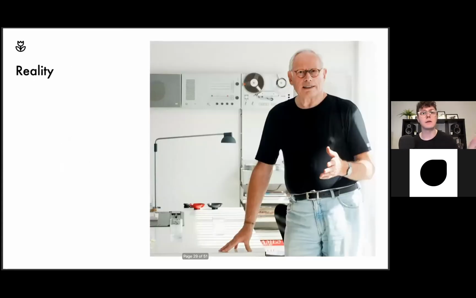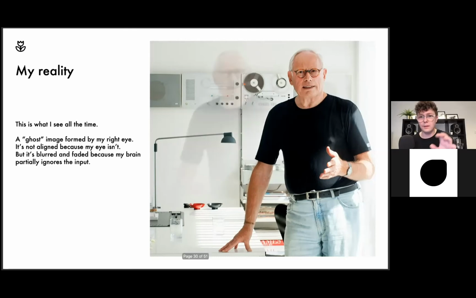Anyway, the whole point of this is to say that this potentially is what the majority of people may see if they're out and about. You know, they see a person. I've chosen Dieter. Why not? This is what people see. But this is what I see, because the eye alignment issue is there.